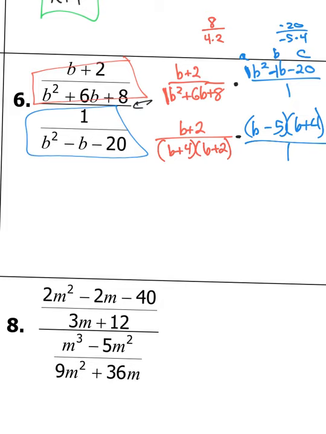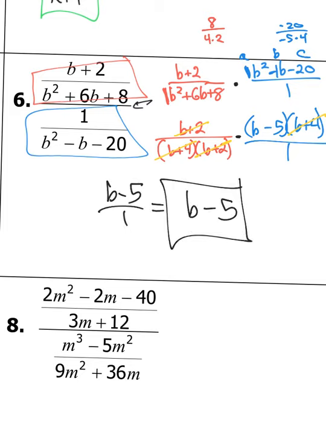I'm going to go ahead and cancel out the factors that I see. So b plus 4, b plus 4, b plus 2, b plus 2. What am I left with? B minus 5 over 1, which is just b minus 5. That's my answer. Okay, so just do these problems.